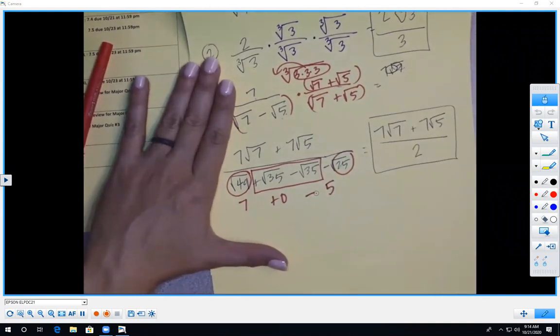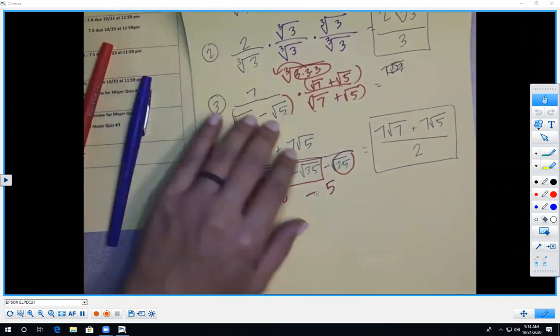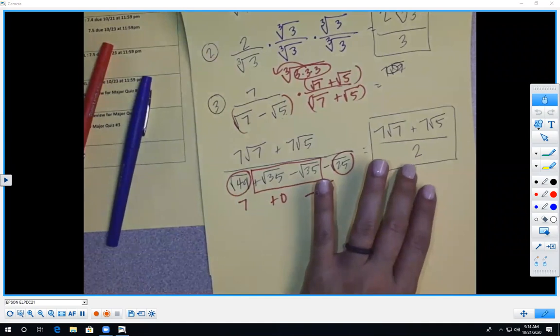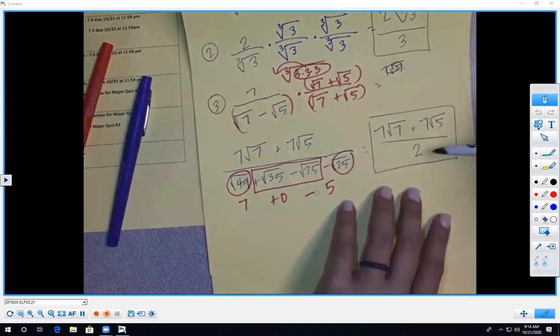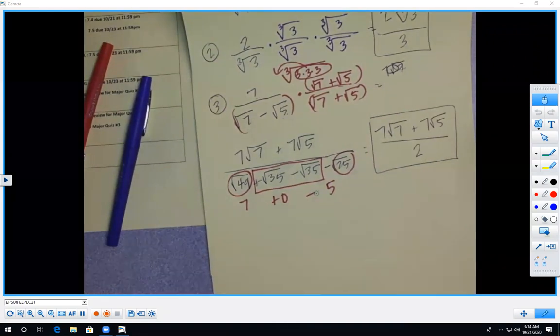And that's your answer. If you could divide all your outside numbers by the bottom number, you would go ahead and do that. In this case, I have a 7 and a 7 on top and a 2 on bottom, and I can't simplify those. Questions about that?